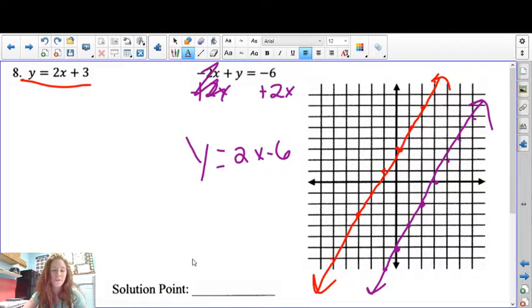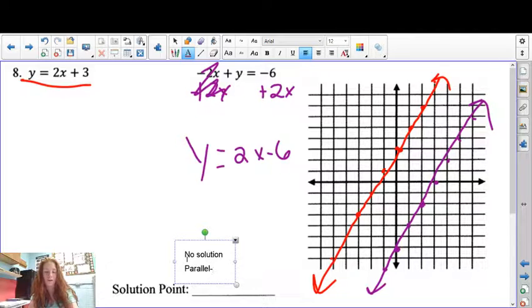Just like with all things in life, there comes a time where you just might not ever cross paths with someone. I might never cross paths with insert famous person's name. So this is called a no solution. My two lines do not meet at any point, and they don't meet because they're parallel.